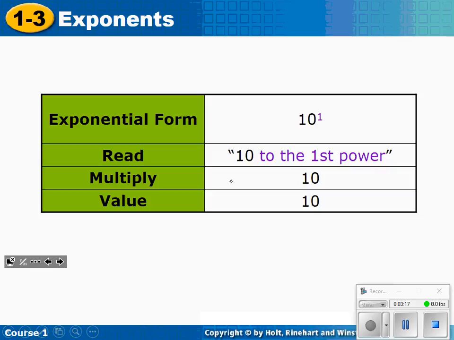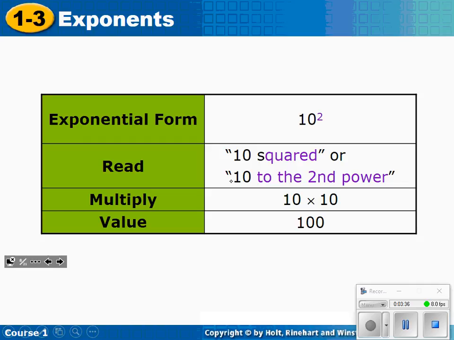Now, exponential form. You always read it as 10 or 7 or whatever the base is to the first power, or if that's a 2, it's to the second power. If it's a 3, to the third power, or 4 to the fourth power, and so on. We have a couple of special ones. 10 to the second power is also called 10 squared, or 7 squared, or 5 squared, or 4 squared. Notice I put an ED at the end of that.